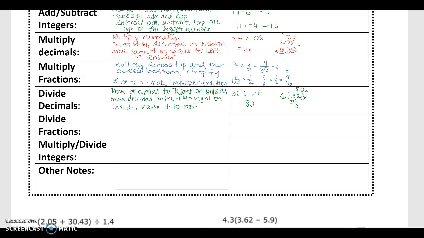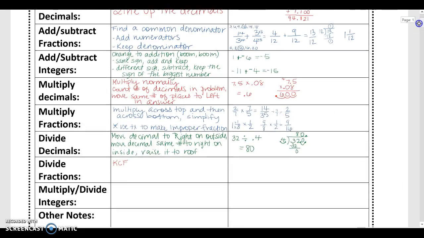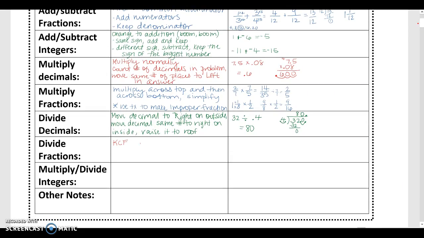Dividing fractions. So to divide fractions, you're going to do KCF, right? So you're going to keep, change, flip. And again, this is a situation where you have to change mixed numbers to improper fractions first.